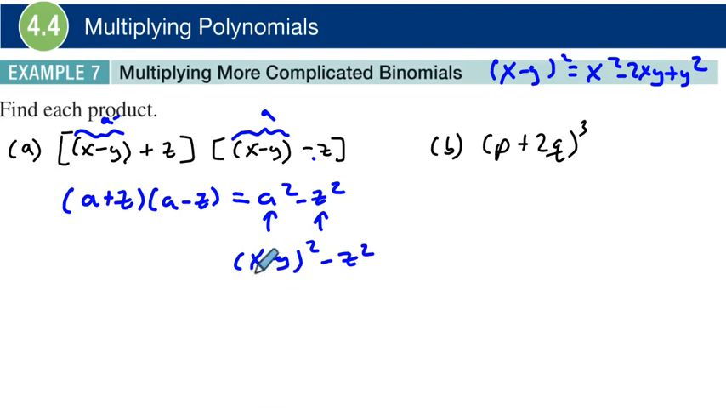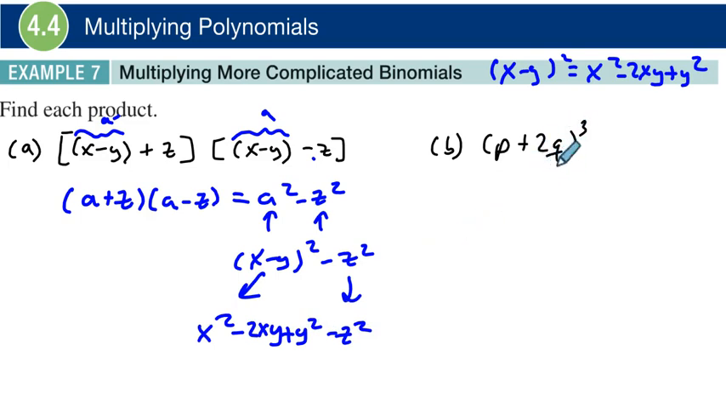So if I were to expand this, it would be just that: x squared minus 2xy plus y squared. Then we bring this down, minus z squared. And you can't combine anything together, because to combine terms two things must be true: they must have the same base and the exact same exponent. And that's not true here.